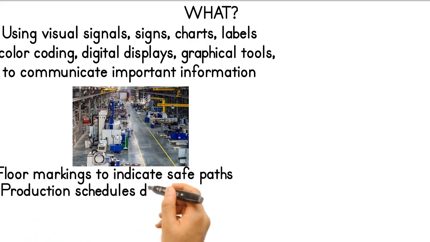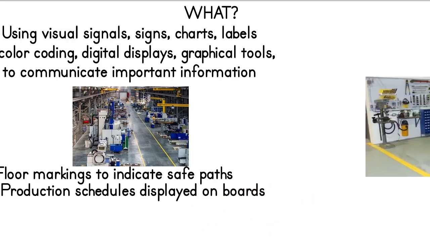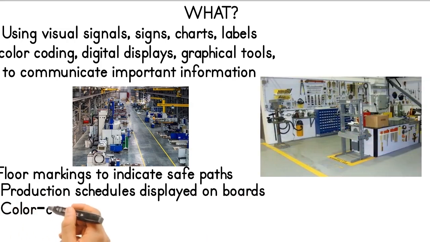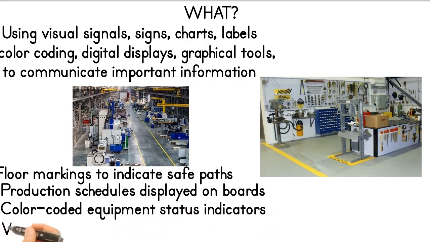In practice, visual tools can be applied in various forms, such as floor markings to indicate safe paths, production schedules displayed on boards, color-coded equipment status indicators, and visual process controls to help detect abnormalities or quality issues early in the production process.